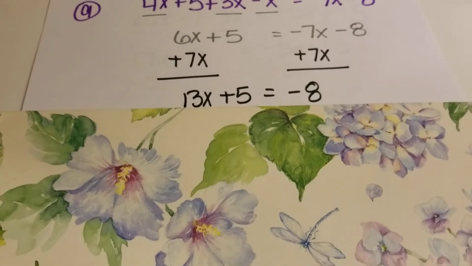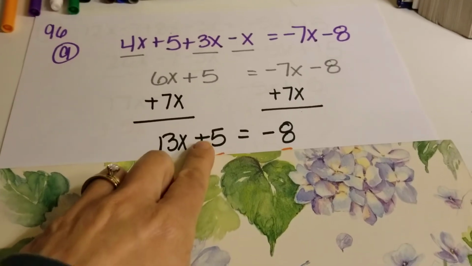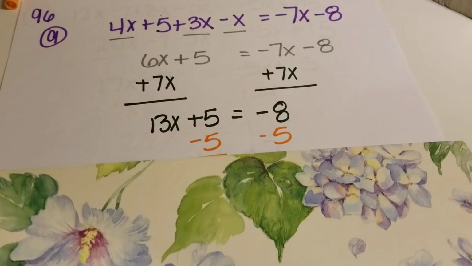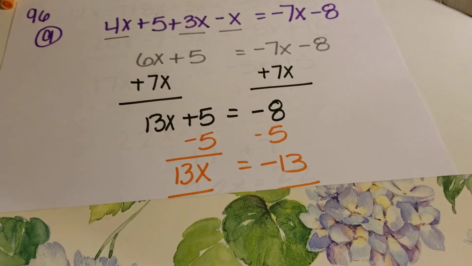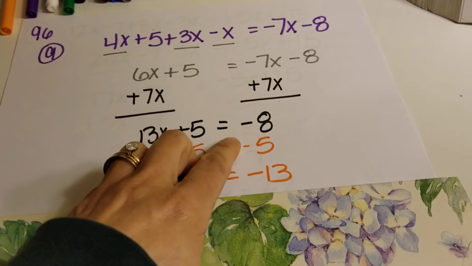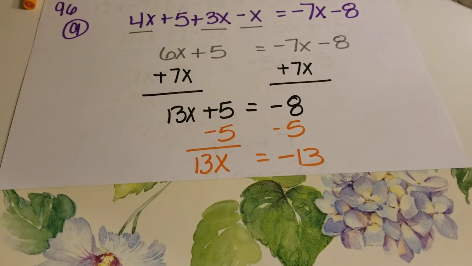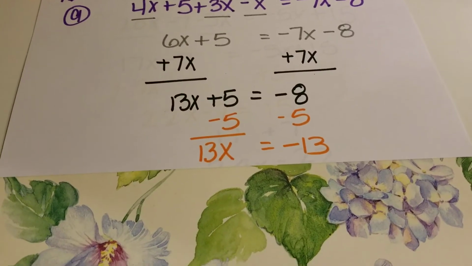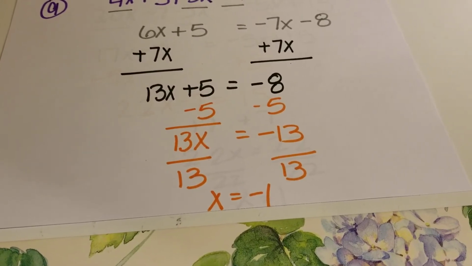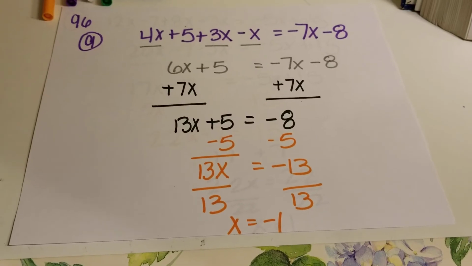Okay. So then I need to move my 5 from this side over there. So I'm going to subtract a 5 from both sides. So I end up with 13x is equal to negative 13, because negative 8 minus 5 is negative 13. At this point, I can divide both sides by 13 to get x by itself. So x is equal to negative 1. Negative 13 divided by 13 is negative 1. Make sure that's in your notes.